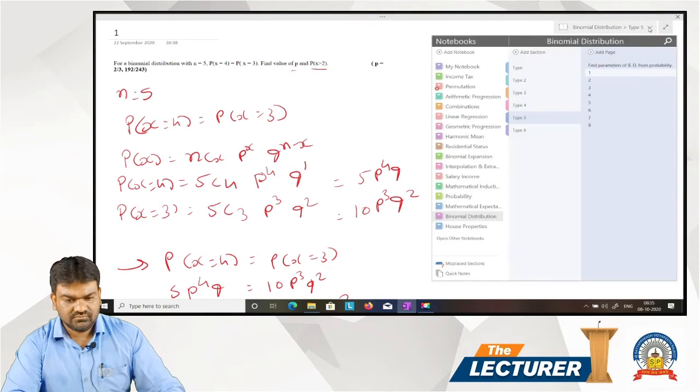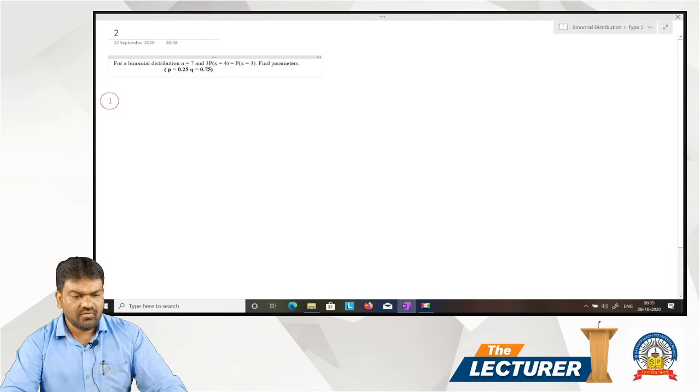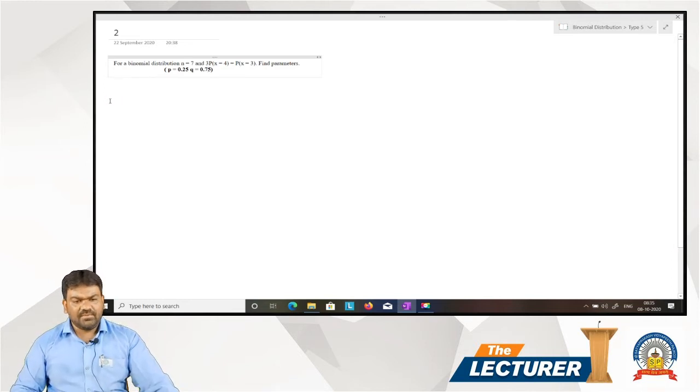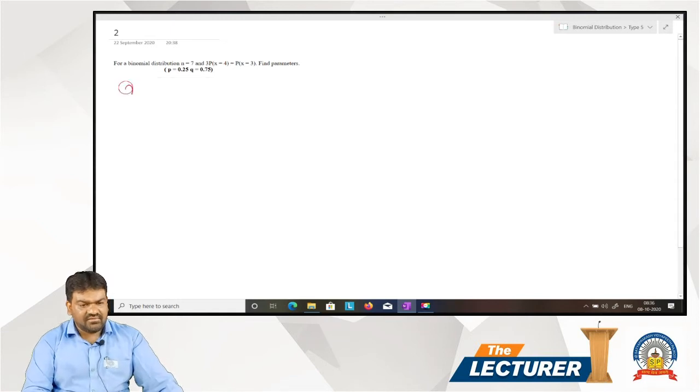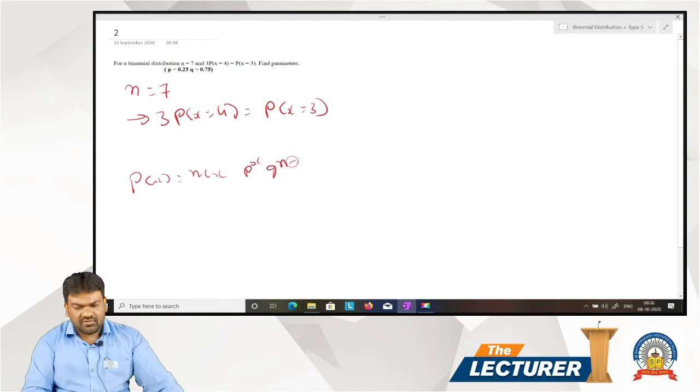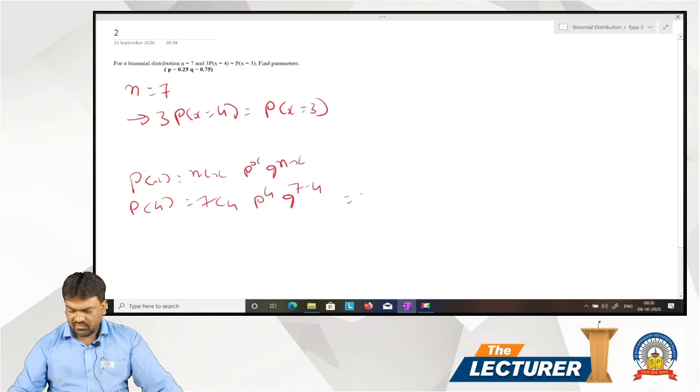Next, example number 2. For a binomial distribution n is equal to 7, 3 P of x is equal to 4 is equal to P of x is equal to 3. Find the parameters. N is given, 7. The relation is given, 3 P of x is equal to 4 is equal to P of x is equal to 3. Probability function P of x is equal to nCx, P raised to x, Q raised to n minus x. Now, first P of 4 is 7C4, P raised to 4, Q raised to 7 minus 4. 7C4 is 7C3, 7 multiplied by 6 multiplied by 5 divided by 6, 35. P raised to 4, Q raised to 3.